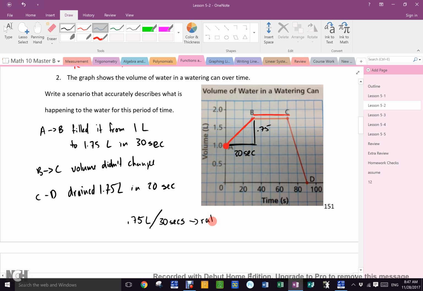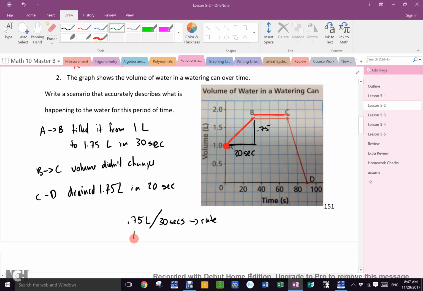Now, is that a rate we would ever actually use? Do we say kilometers per half hour? No. Do we say kilometers per third of an hour? No. We try to keep our rates in singles, right? So what could I do here? I don't need 0.75 liters per 30 seconds. What would be a better rate to have there? Emma. That's a terrific one. This is 1.5 liters per minute.